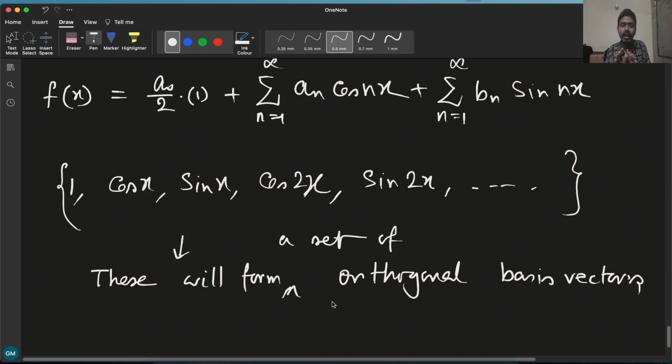Okay, and any function in, let's say, function space. Function space means I am talking about a vector space where the vectors are basically functions. That's how cos x and sin x are treated here. I am talking about orthogonality between them, which means I am treating them as vectors, but there is no notion of directionality. So these will form a set of orthogonal basis vectors in function space.